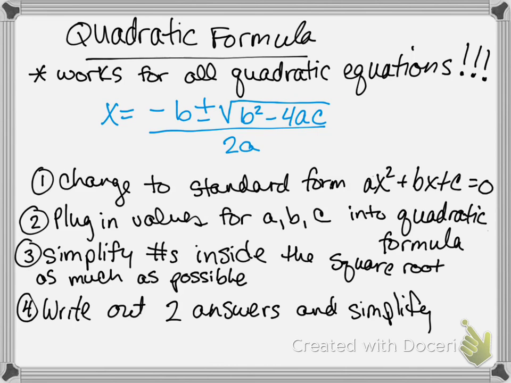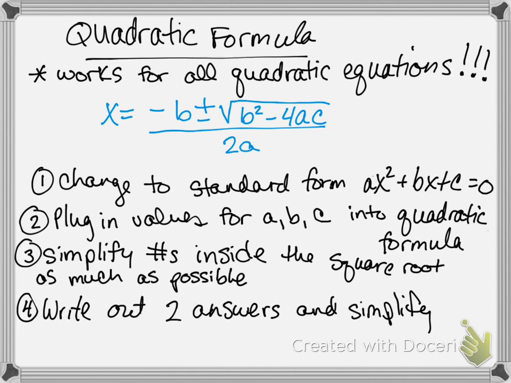So the quadratic formula is on the screen in blue. It is x equals negative b plus or minus the square root of b squared minus 4ac, all over 2a. The steps to solve using this method are right below.